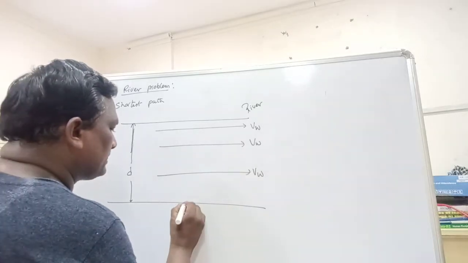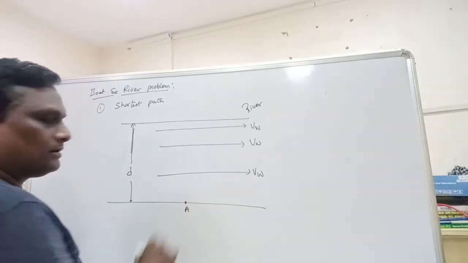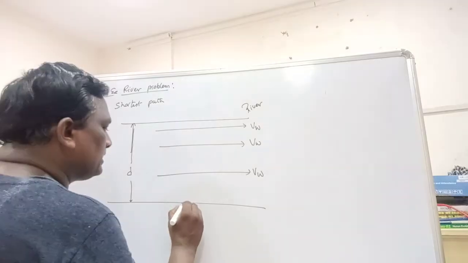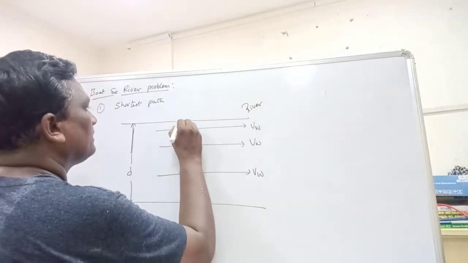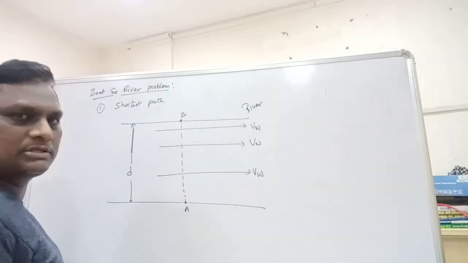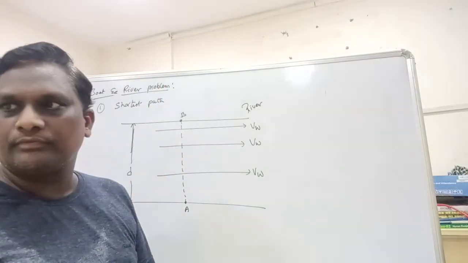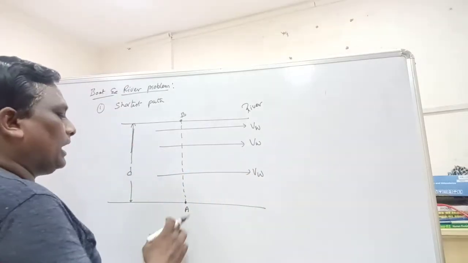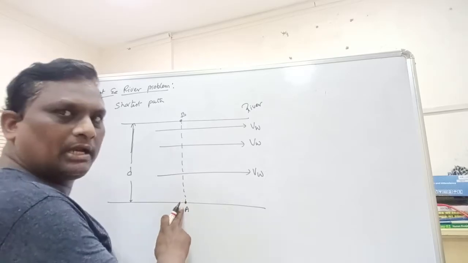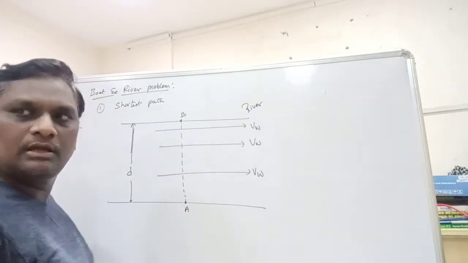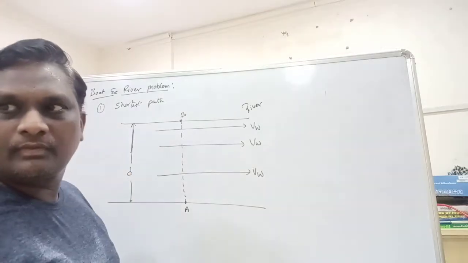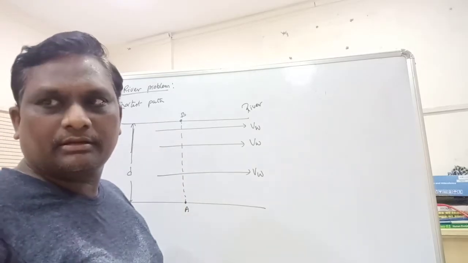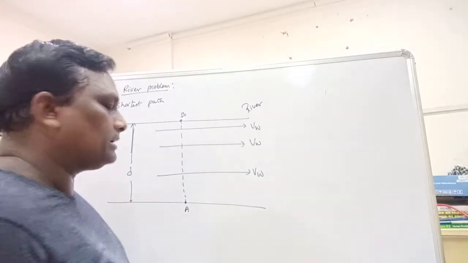Man is at bank A. He wants to reach exactly the opposite bank. So the river is flowing in this direction with velocity VW and the man is here at bank A. He wants to reach exactly the opposite bank. In which direction does he have to swim, and at what angle, such that he reaches exactly the opposite bank? That we are going to find out. So how to find that?